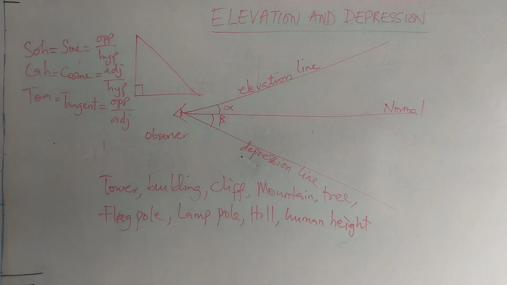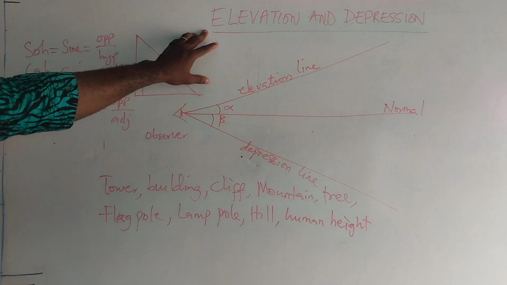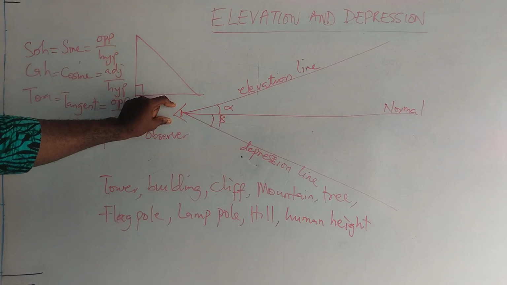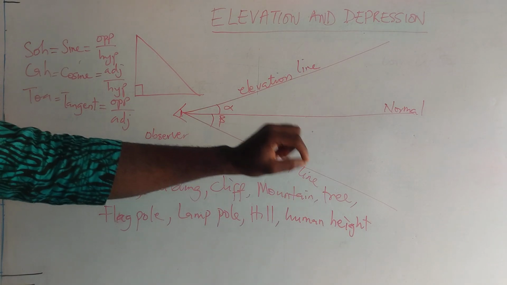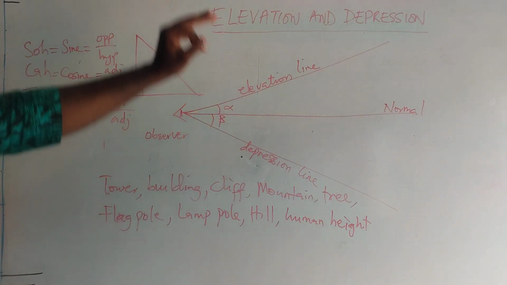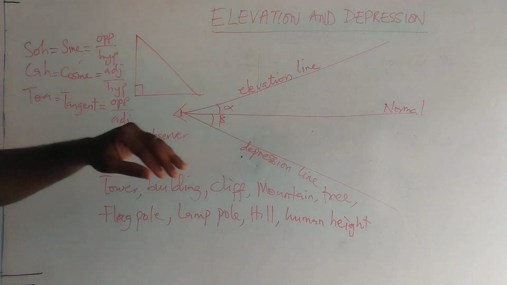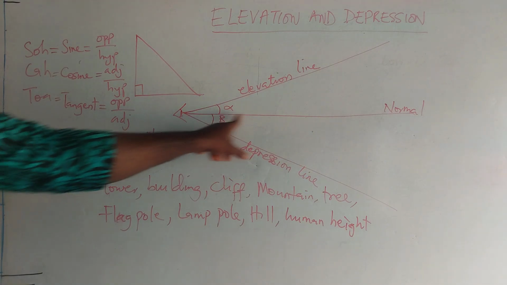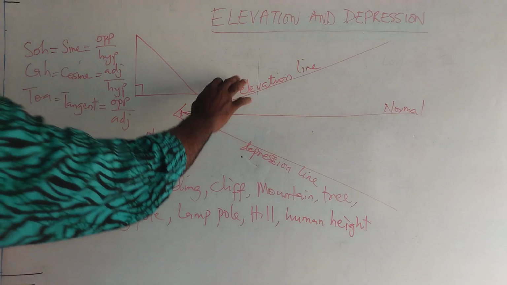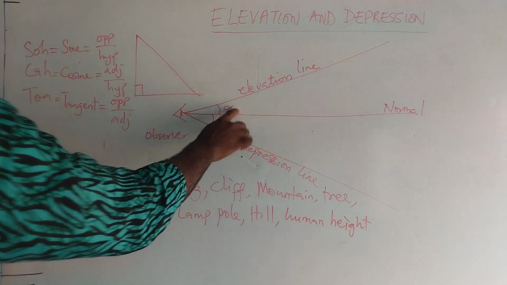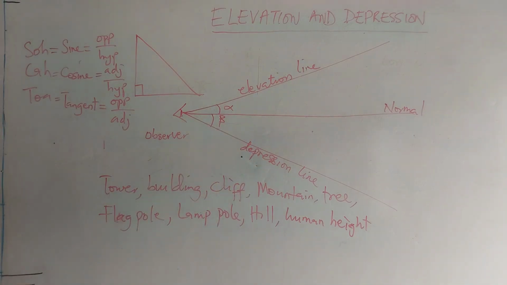So, in conclusion, I said, in every question on this topic, there is always an observer. Either the observer is looking up or is looking down, is observing something down or something up. If he's looking up, that's the elevation. If he's looking down, that's a depression. And don't forget, there is always a normal. A normal is a straight horizontal line. And the angle formed between the elevation line and the normal is angle of elevation, while the one formed between normal and depression line is angle of depression.